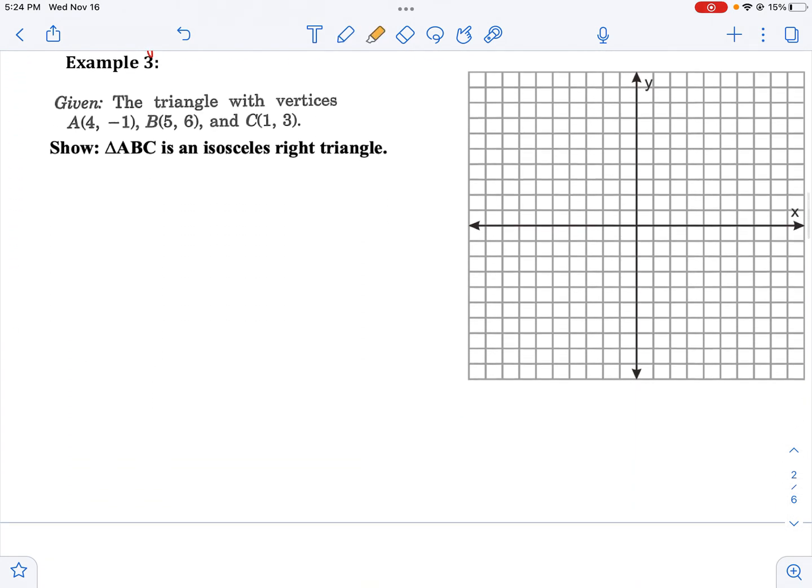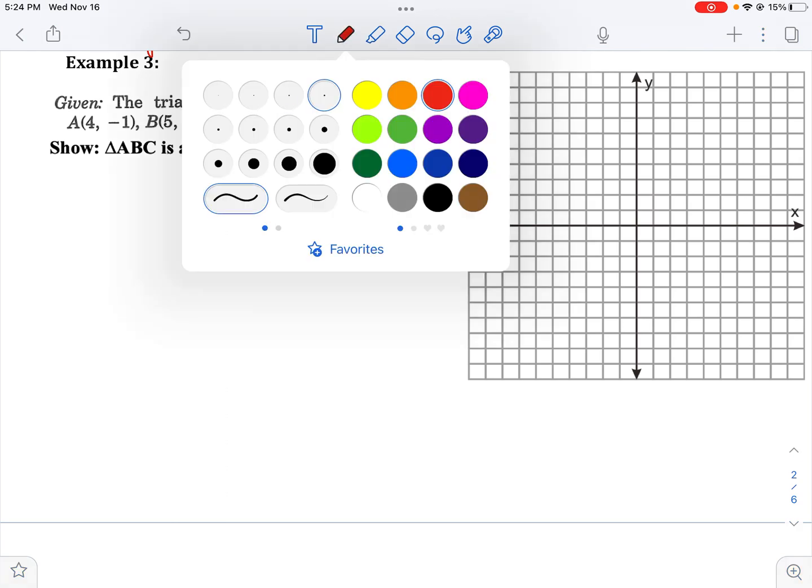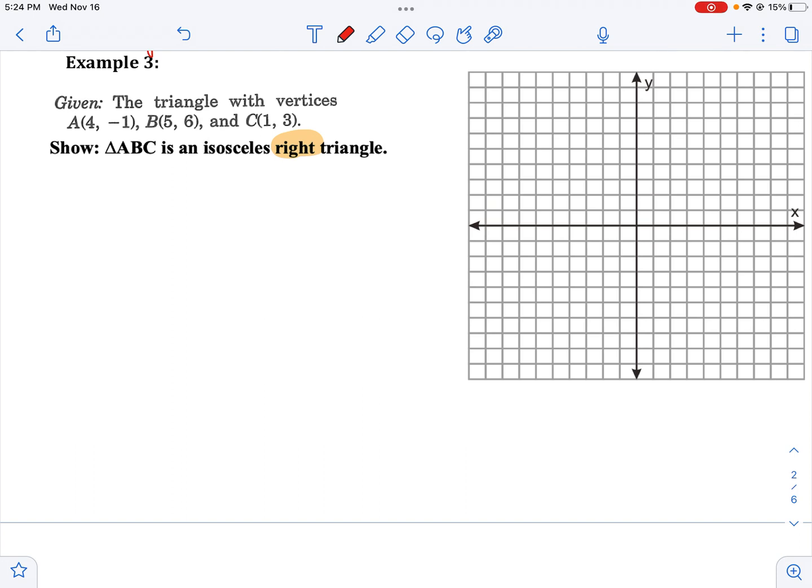All right, let's try another isosceles triangle example. This one's going to be an isosceles right triangle. So I'll have all the same steps as before, but I need to prove a right angle as well. I get A is 4, -1, B is 5, 6, and C is 1, 3. So here's my triangle ABC, and I'm going to use some intuition here to say that I think angle C is the right angle. So I'll start with my given statements.